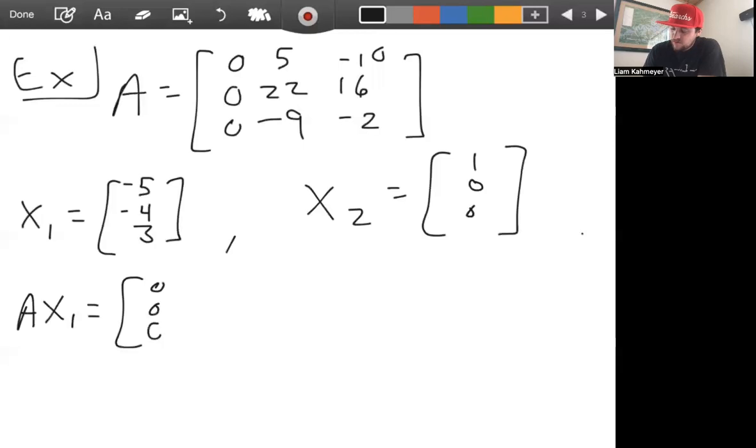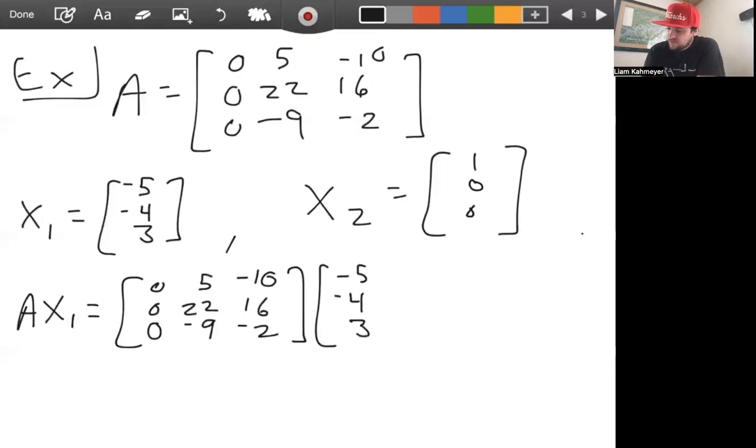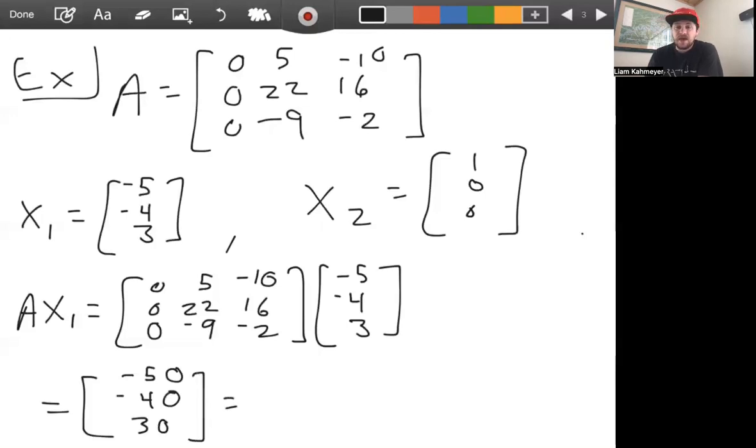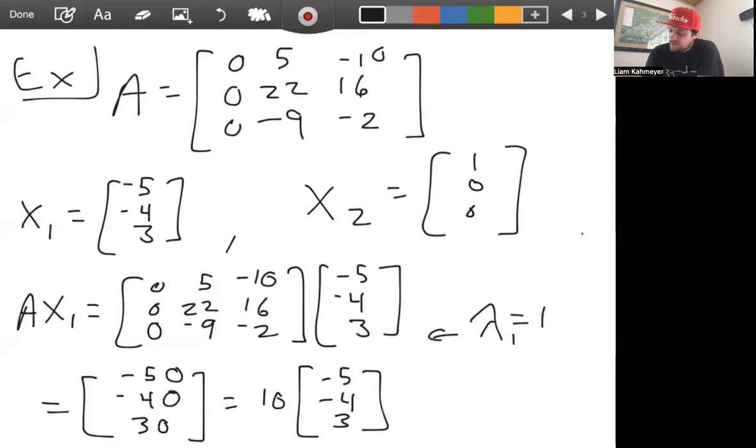Well, this is the matrix 0, 0, 0, 5, 22, -9, -10, 16, -2 times the vector -5, -4, 3. If we compute this product, in the first component we get -20 minus 30, so that's -50. In the second component, we get -88 plus 48, which is -40. And in the third component, we get 36 minus 6, which is +30. If we pull out the 10 that all of these components have in common, then this is 10 times -5, -4, 3. And so here, this would have an eigenvalue of lambda sub 1 equals 10, right?